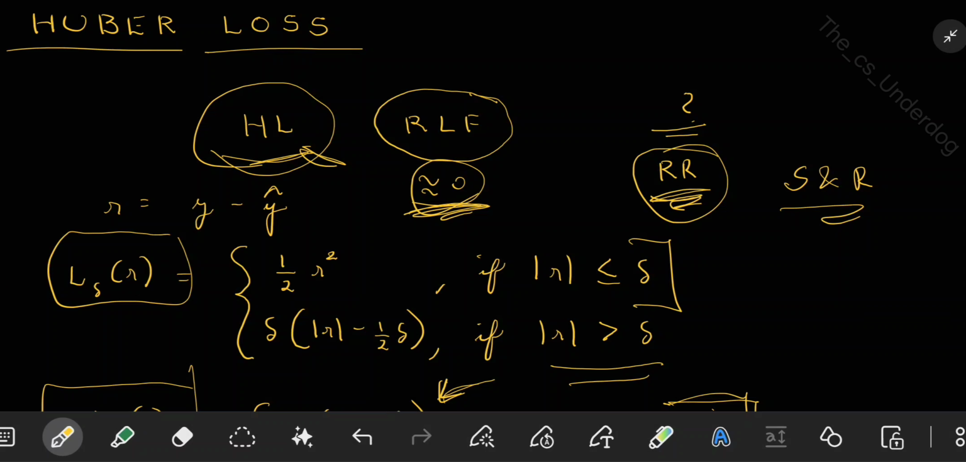Because of this MSE term, it will converge fast, so it will have speed. Because of this MAE term, it will have robustness. So whenever you want speed along with robustness, if you use MAE, it won't have speed. But here, it has both speed and robustness. This is where you make sure you use Huber loss as your regression loss function, right?